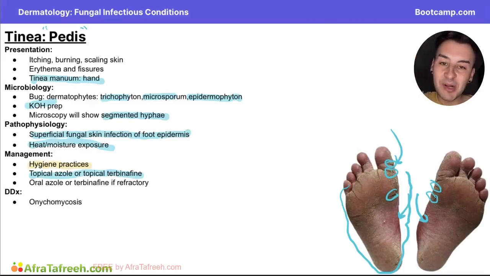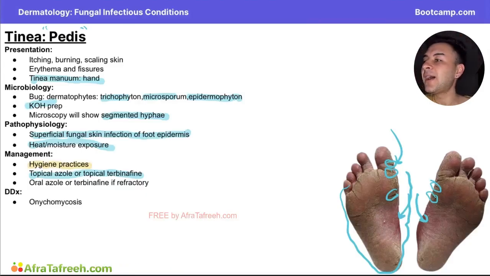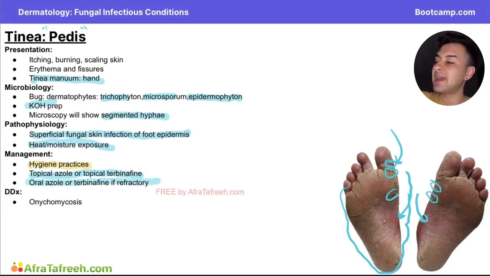That's always going to be your number one choice here. So, don't miss that on test day. Now, if you have a refractory condition of this, you can always step up to oral therapy. However, that is not likely to be the first answer choice on test day. In terms of our differential diagnosis, onychomycoses are fungal infections of the nail. So if it's tinea pedis, it is the foot, and if it's onychomycoses, it is the nail.